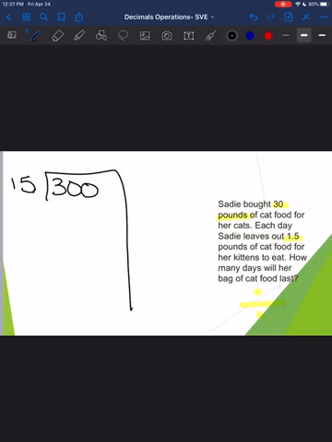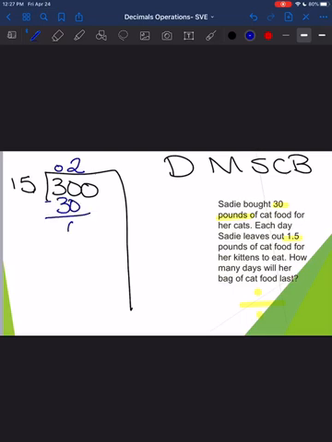So like before, I'm going to use my divide, multiply, subtract, check, bring down method. So like before, 15 cannot go into 3, or I cannot make groups of 15 out of 3. So I'm going to put a 0 there. How many groups of 15 can I make out of 30? My answer is 2. When I multiply 15 times 2, I get 30. So I'm going to subtract 30 minus 30, which is 0. And then I'm going to check, is 0 less than 15?